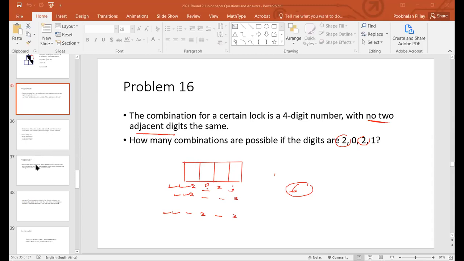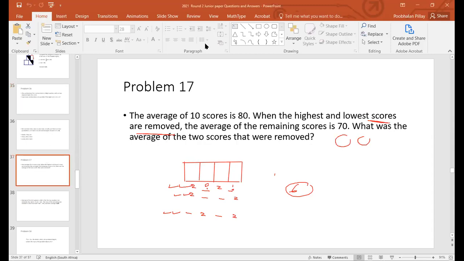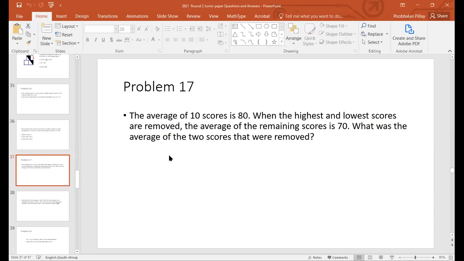Okay, problem number 16. We're going to problem number 17 now. The average of 10 scores is 80. When the highest and the lowest scores are removed, the average of the remaining scores is 70. What is the average of the 2 scores that were removed?